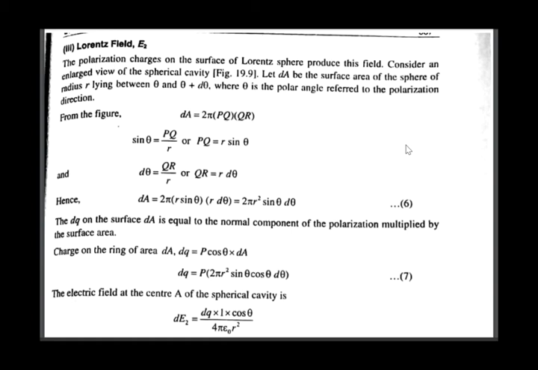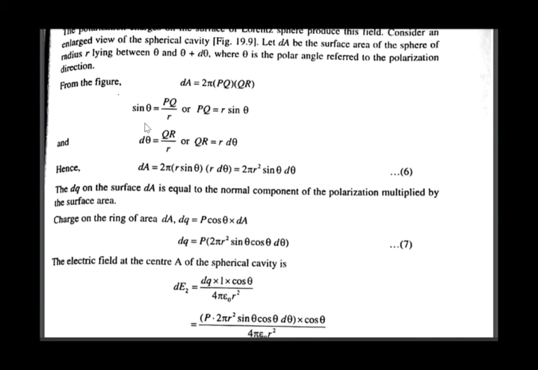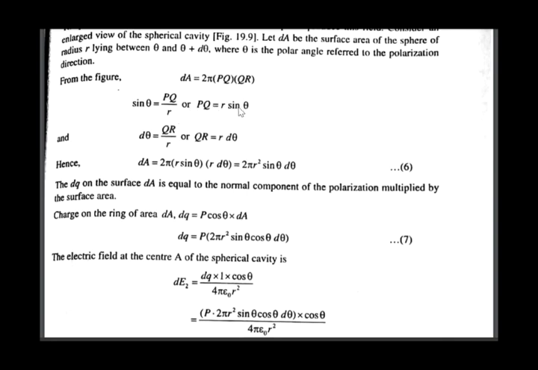The polarization charges on the surface of the Lorentz sphere produce this electric field. Consider an enlarged view of the spherical cavity. Let dA be the surface area of the sphere of radius r, lying between the angles theta and theta plus d theta, where theta is the polar angle referred to the polarization direction. So from the figure we can write the area of that strip on the sphere dA is 2 pi into radius, which is PQ into QR. We can write sin theta as PQ by r, so PQ is equal to r into sin theta.